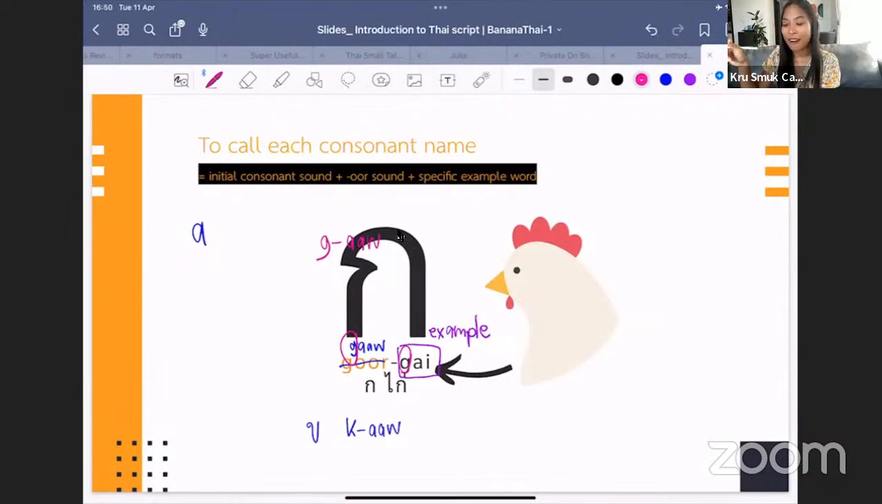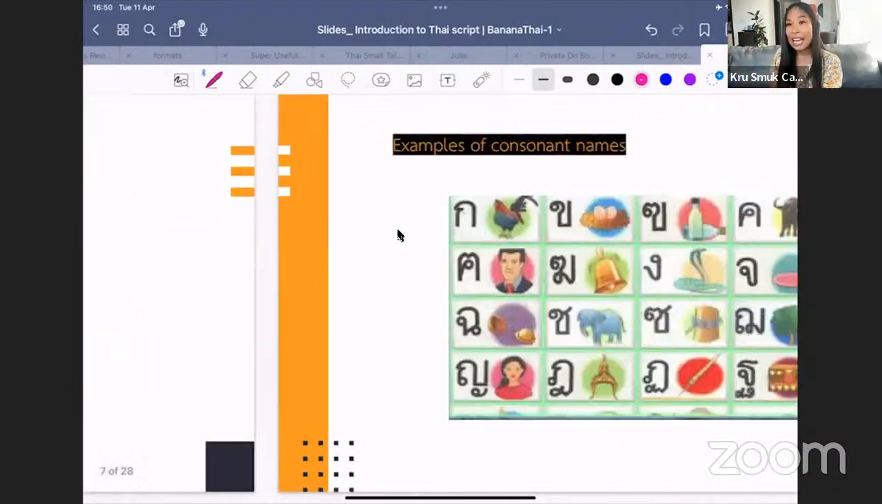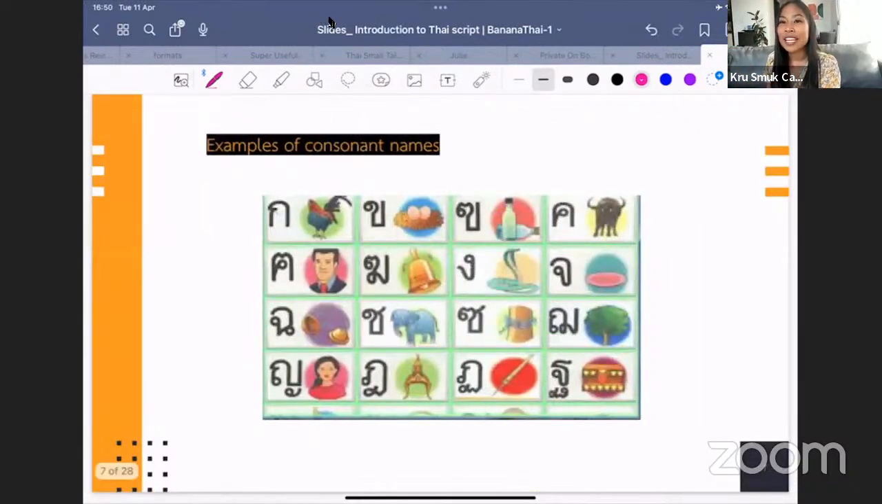Go on นะ ไปต่อนะ. โอเค, in case you have any question, please note it down. We're going to have a Q&A session at the end, okay?